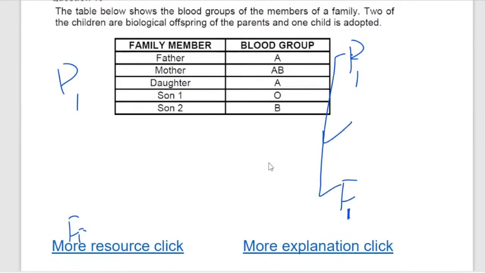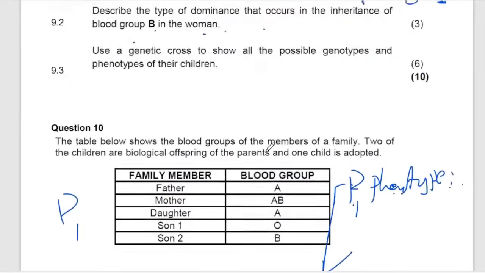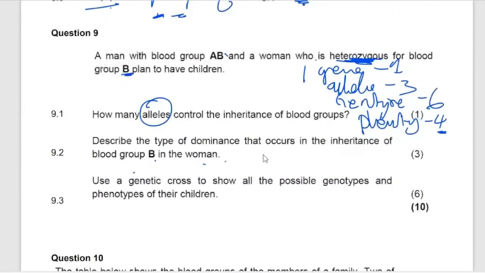Is it clear? Then you say P1 phenotype, because P means parent phenotype. The phenotype is always obtained from the question. Check here, these 3 marks, it is 6 marks. 3 marks are free. You understand? Use the genetic cross to show the possible genotypes and phenotypes of what? But what did they say? They said a man who is blood group AB. So you say a man of blood group AB times a woman of blood group B.